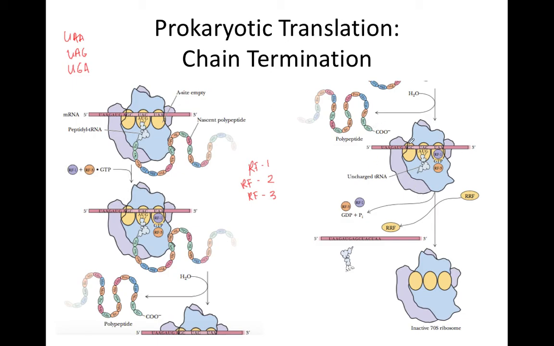And so now you have your uncharged tRNA and the release factors. So in this case, an RRF comes in. It's an RRF, meaning ribosome recycling factor. It comes in and facilitates the dissociation of your tRNA as well as your release factors. So now you have an inactive 70S ribosome here.